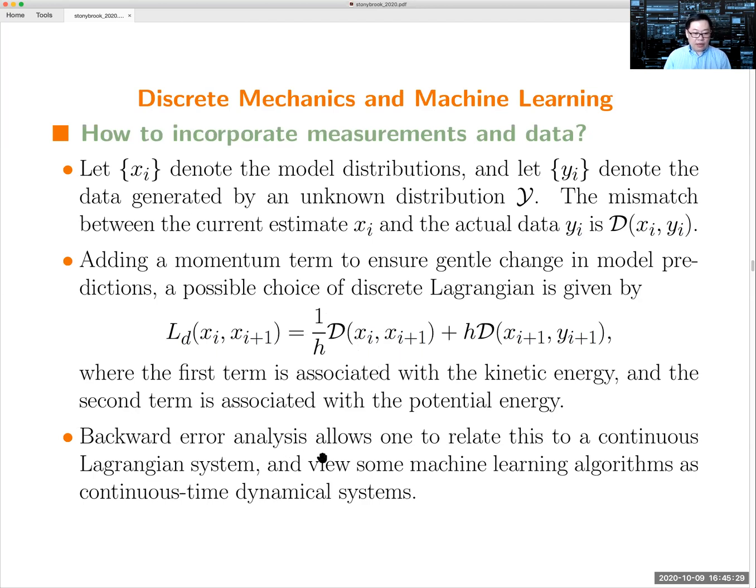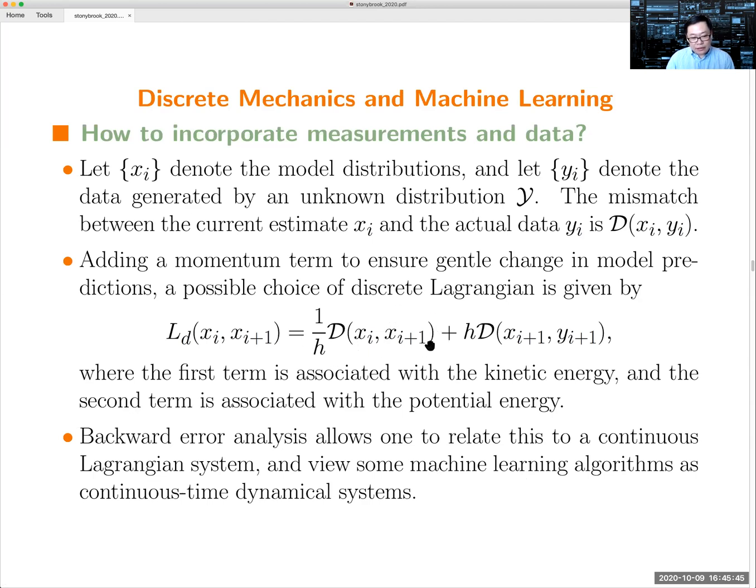Okay, so again, the hope is that you can use these backward error analysis tools to relate this to a continuous Lagrangian system, and then to view a class of variational machine learning algorithms as continuous-time dynamical systems.